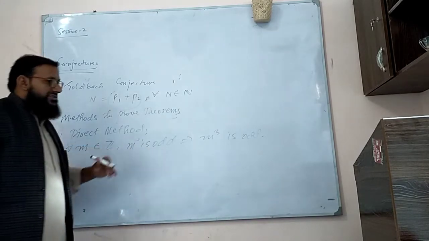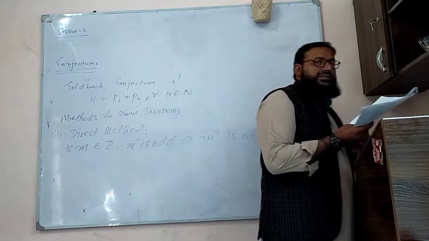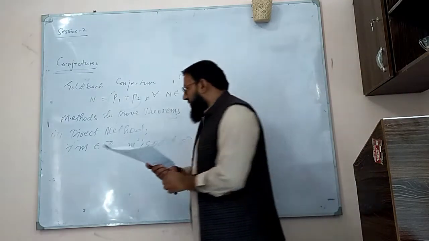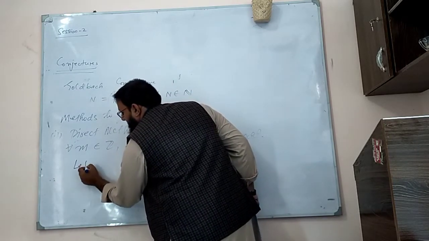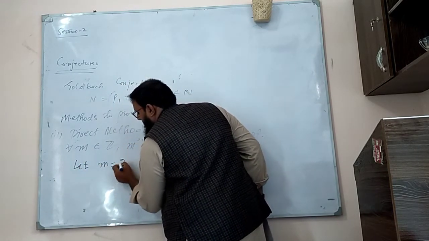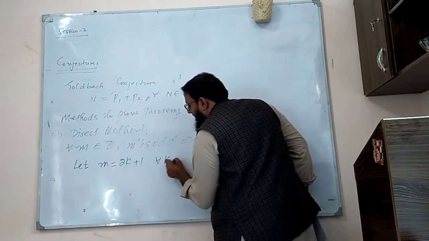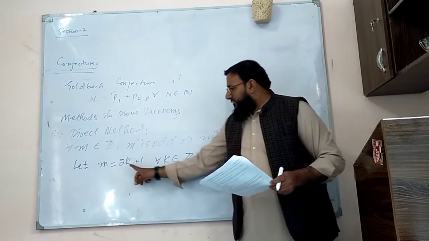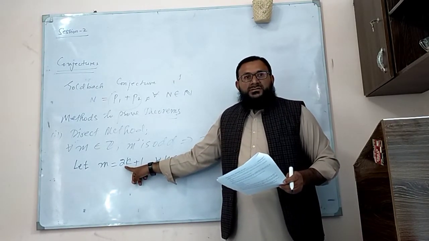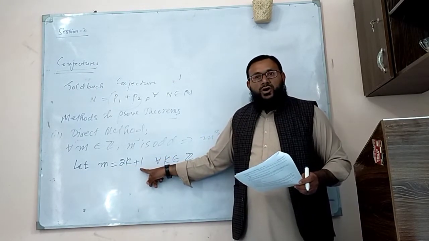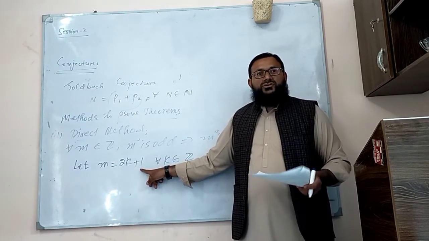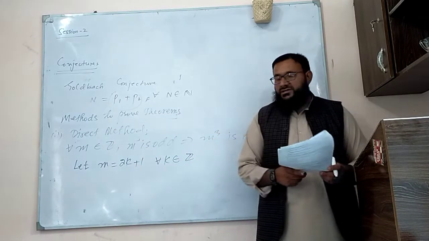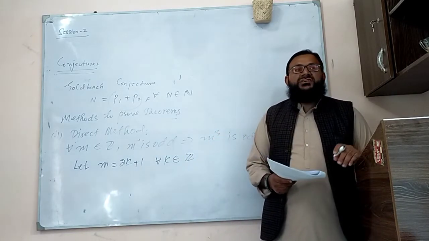You assume m is odd, and whenever this statement is given to you, you always assume that m can be written in the form 2k plus 1, for all k in the set of integers. You put any integer here, then the result will always be odd. So if you prove something related to odd, you write 2k plus 1 or 2r plus 1 or 2n plus 1. And if you prove something to be even, you just write 2k.